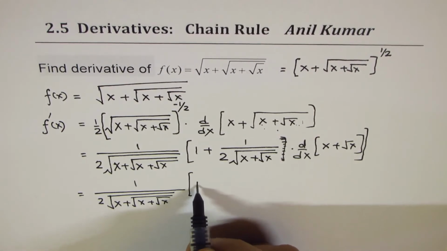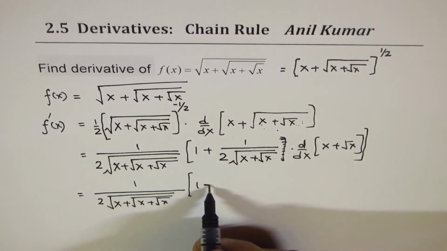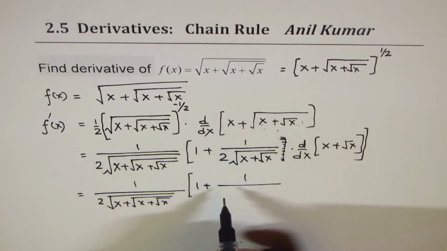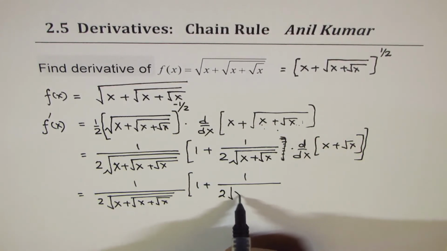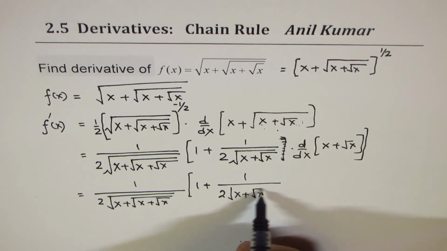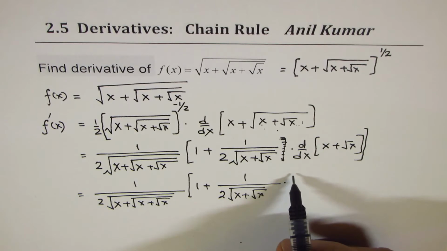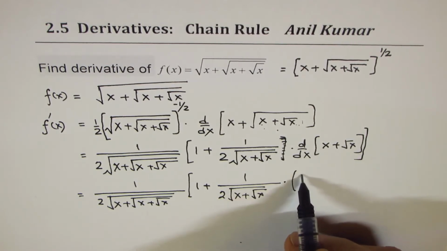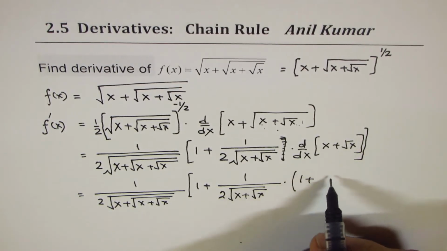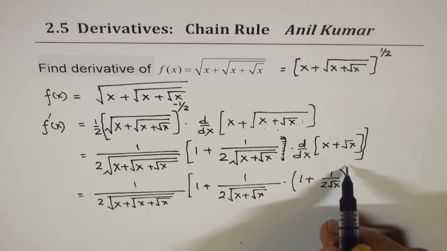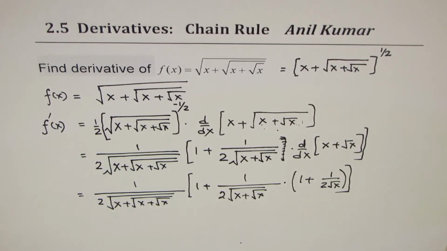And here we have 1 plus all this, which is 1 over that function, 2 square root of x plus square root of x, times the derivative of this function. What is the derivative of this function? The derivative of x is 1, and the derivative of square root x is 1 over 2 square root x. You get an idea. So that becomes your result.